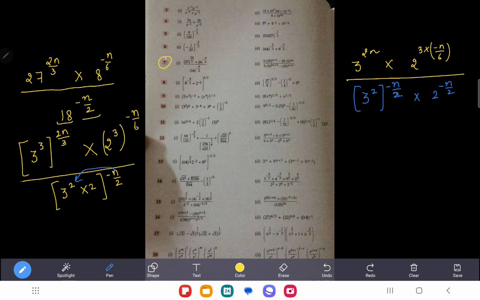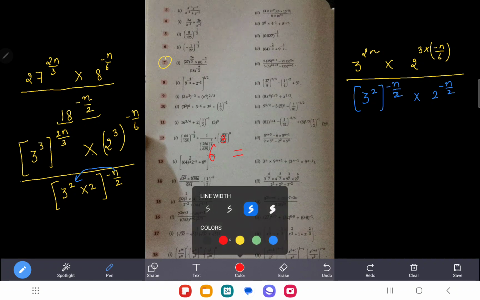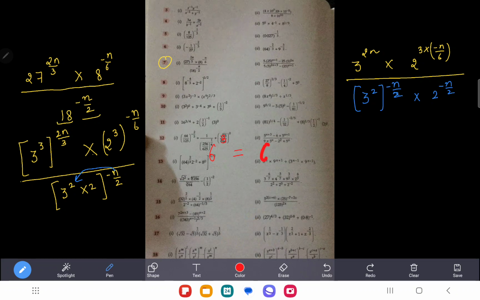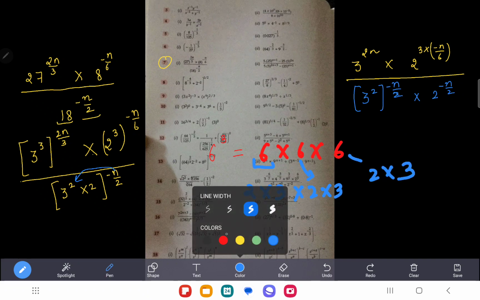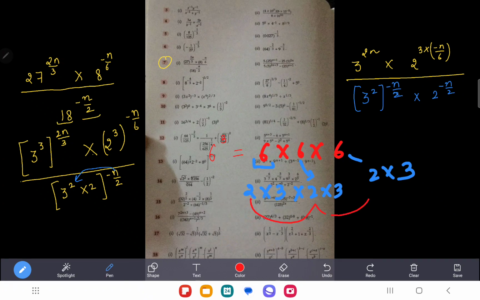Can you explain how that happens? I don't understand that part. If I say 6 cube, 6 cube is what? 6 times 6 times 6. Can I break every 6 like 2 times 3, 2 times 3, and 2 times 3? Can I say 2 times 2 times 2 is 2 cube, times 3 times 3 times 3 is 3 cube?